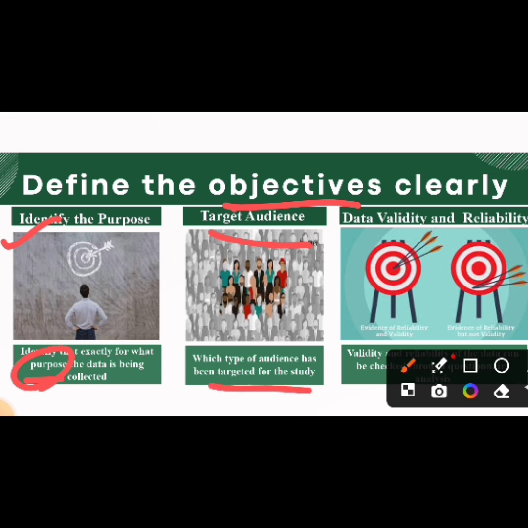Which type of audience has been targeted for the study, you have to find out that. That means males, females, kids, old people, or Indians, Americans, youngsters, school-going children. So you have to find out your audience. Then data validity and reliability.